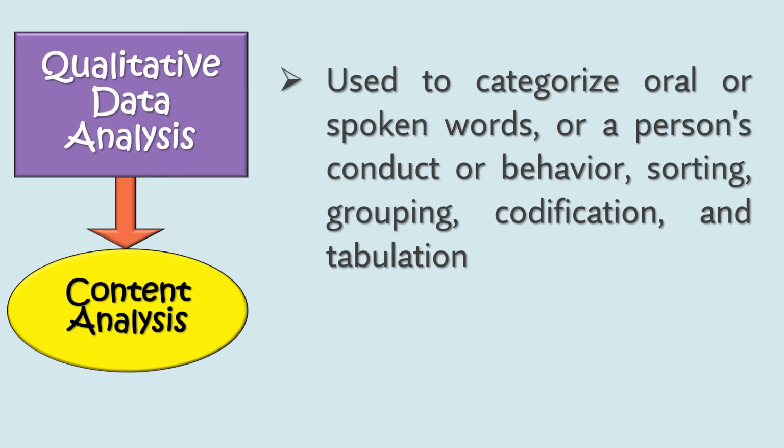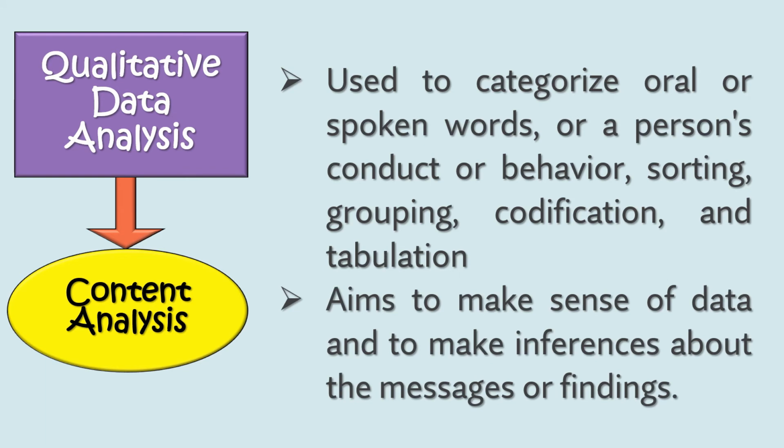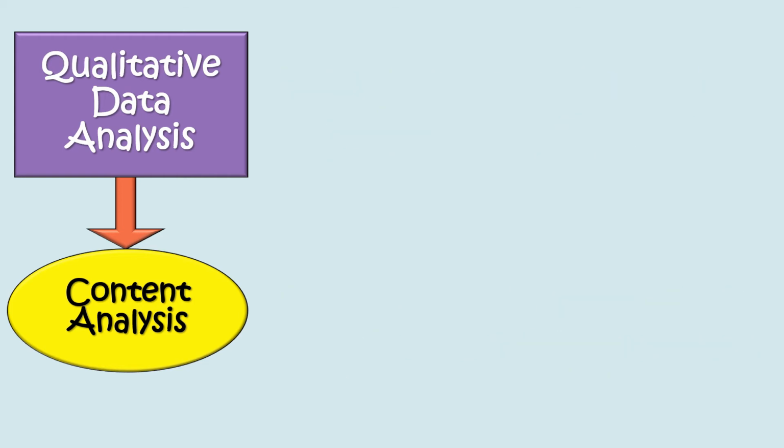Content analysis also involves coding and classifying of the data, also referred to as categorizing and coding or indexing. The aim of content analysis is to make sense of data and to make inferences about the messages or findings. Content analysis does not measure or quantify data. It is a research method for subjective interpretation of the content of text data through the systematic classification process of coding and identifying themes and patterns.